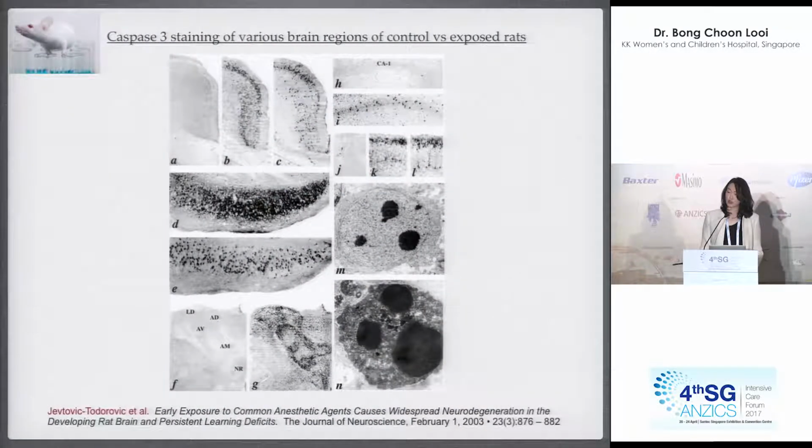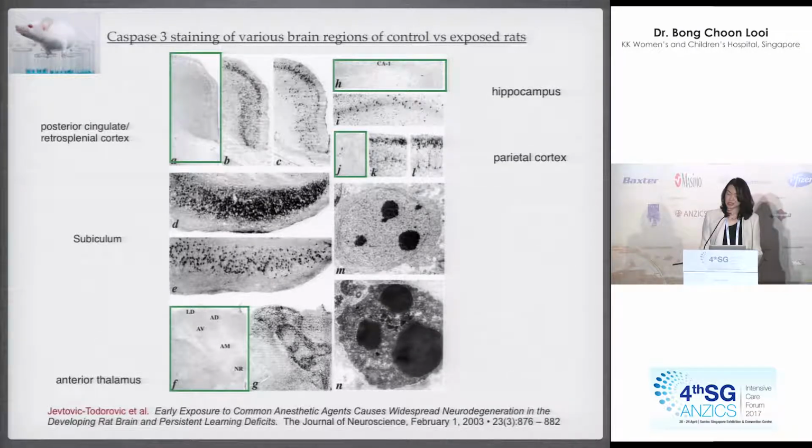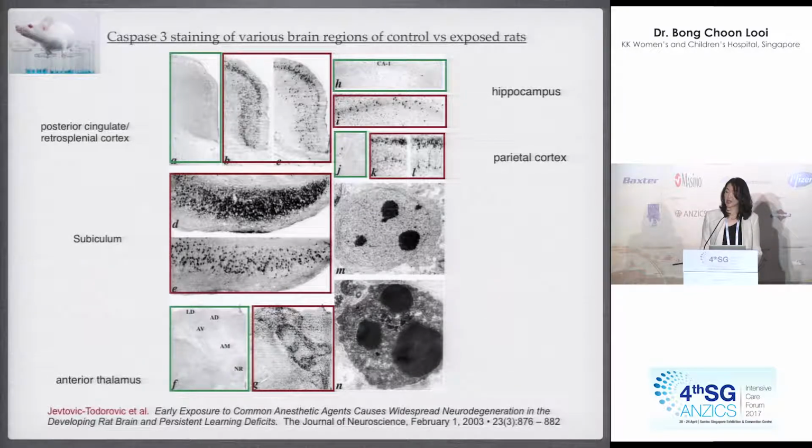You can see this very visually. This is one of the earliest studies in anesthesia, looking at rats. The green boxes are control rats, which have not been exposed to anesthetics. And the red boxes are corresponding brain areas of rats exposed to 6 hours of midazolam, nitrous oxide, and isoflurane, which was quite a common anesthetic cocktail at the time in 2003. And this is caspase-3 staining. As you can see, the black dots are the areas of apoptosis. The exposed animals have much more extensive apoptosis compared to the control rats.